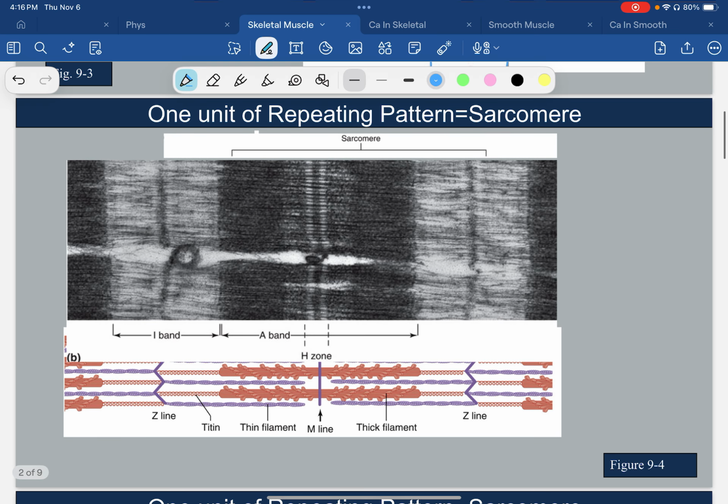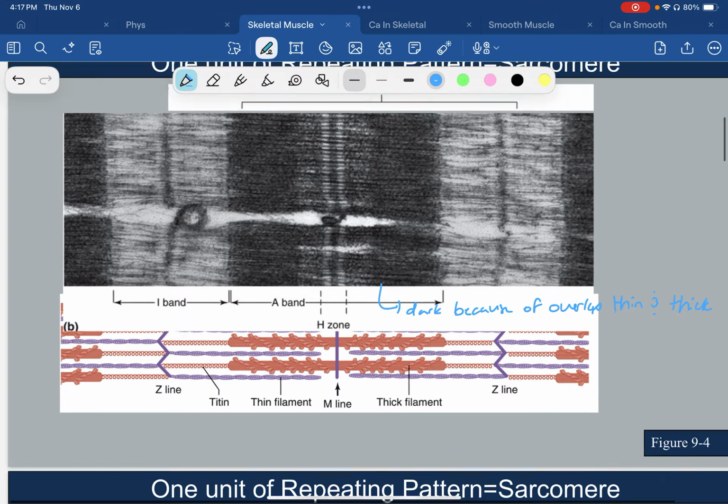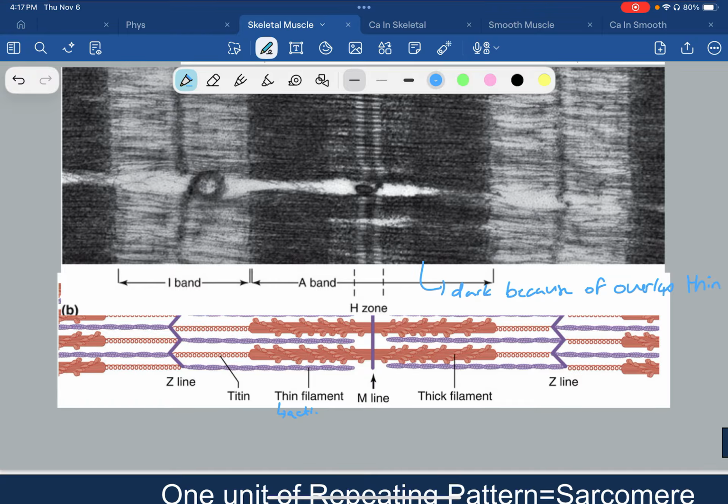All right, moving on down here. We are able to see more in depth of our bands. This section right here is dark because of overlap, and that's overlap between the thin and thick filaments. So our thin filament is actin, and I like to think actin is the thin filament. And then the thick filament is myosin.